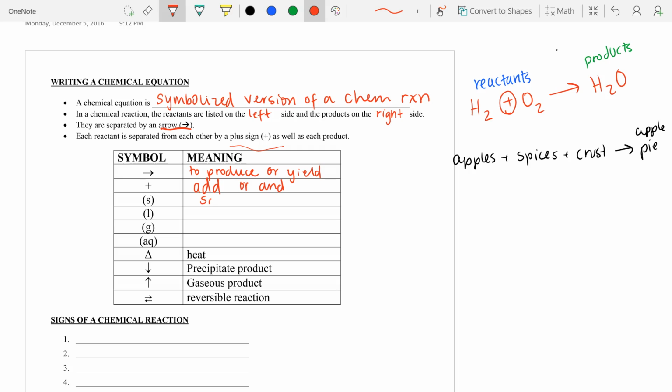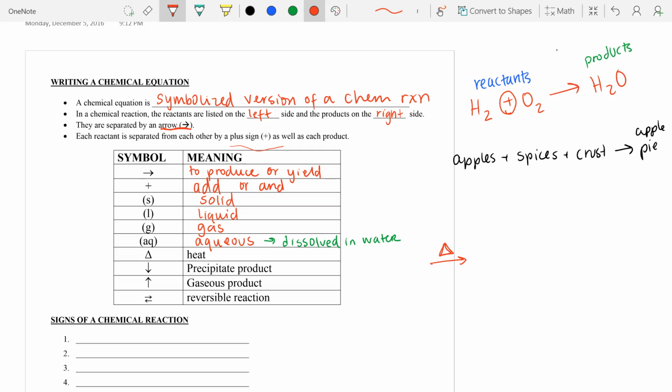An S in parentheses means that it is in the solid phase. L is liquid. G is gas. And AQ is aqueous, depending on your pronunciation. And just as a critical reminder, aqueous means to be dissolved in water. So that means you have a solid that has been dissolved in some water. This triangle here means heat. So if you ever see a reaction that has an arrow with heat over it, it means in order for the reaction to happen, heat had to occur.